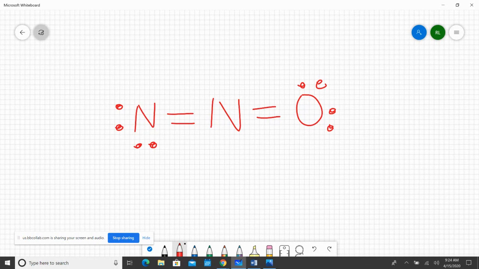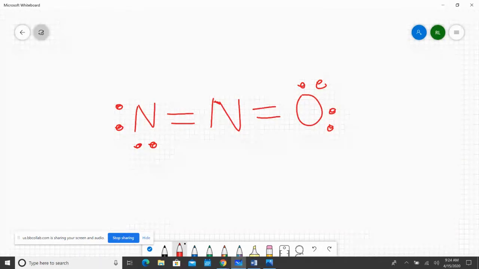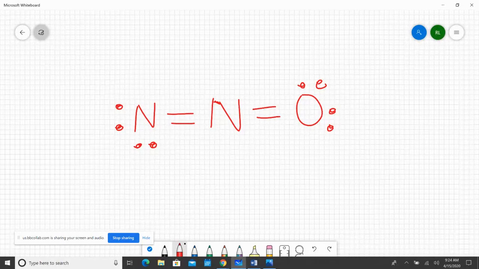All right. So let's learn first, before I show you the other structure of N2O, and before we predict which one is the better structure, how to assign the formal charge on this molecule. For this, I'm going to start using my formal charge formula. I'm going to start looking at this nitrogen on the left first.